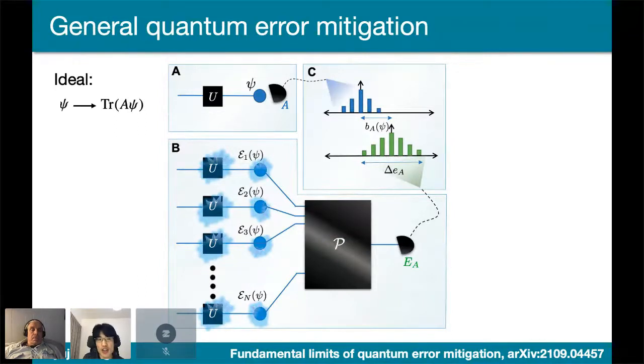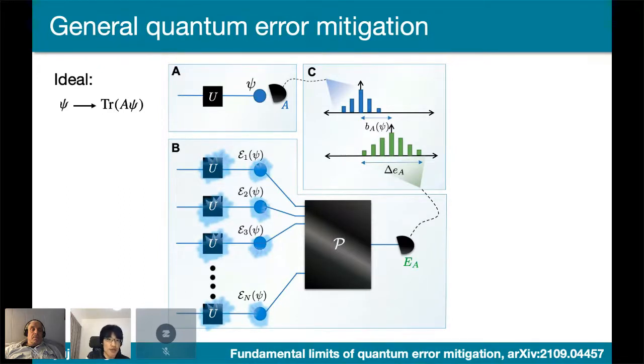Suppose that A is a Hermitian operator. This is a physical observable that you're interested in, for instance, a Hamiltonian. And suppose that psi is the state that you're interested in. This might be the output state from your quantum gate or the quantum circuit U.